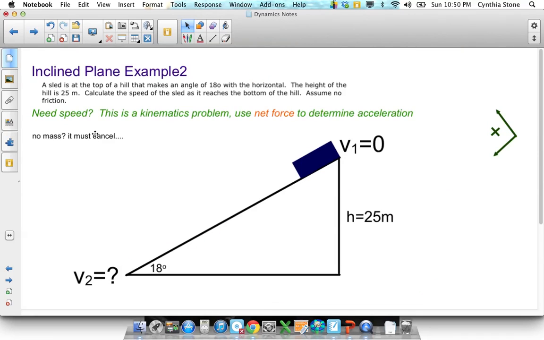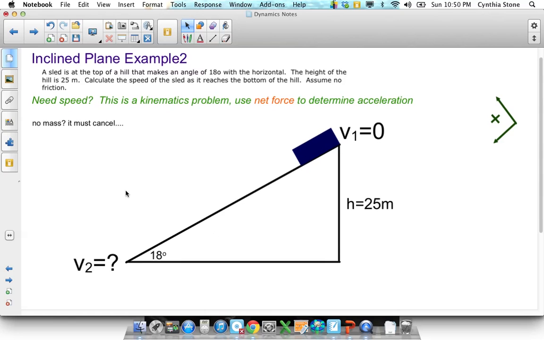Second example is a little more difficult. Here we're looking at a sleigh on an 18-degree angle hill, and we know the height of our hill, but we don't know the length of the hill. We want to find the speed of the sleigh when it gets to the bottom. It starts at rest and is released. Let's assume that it's not pushed.